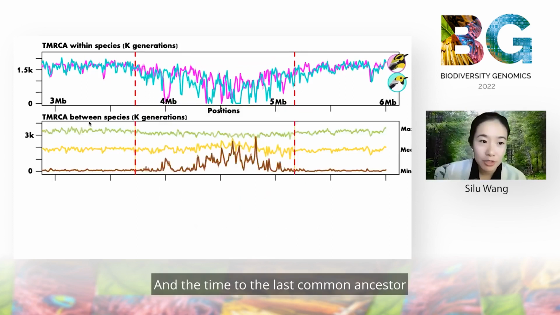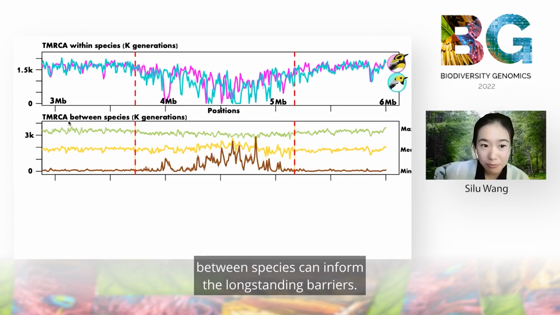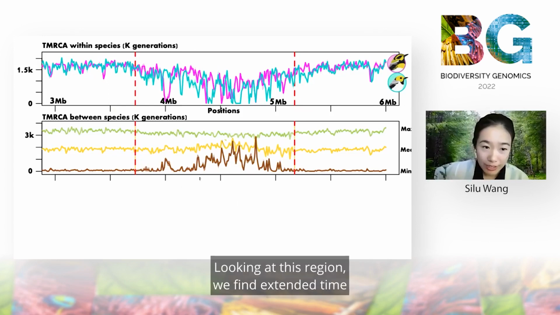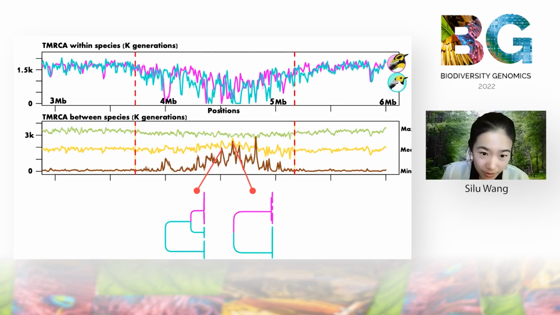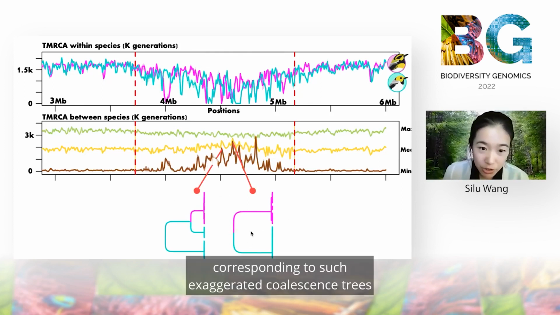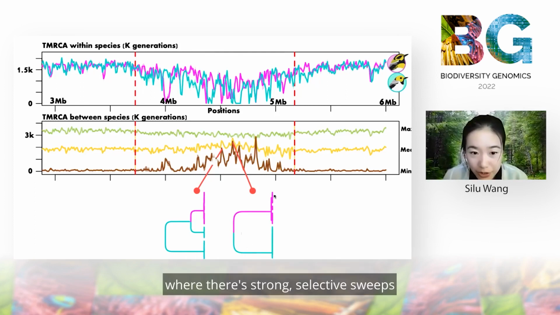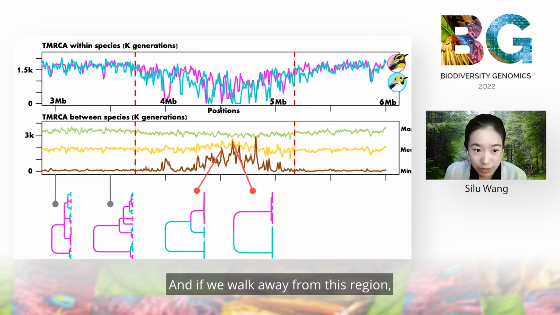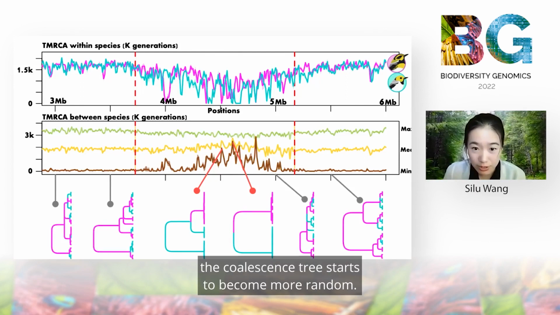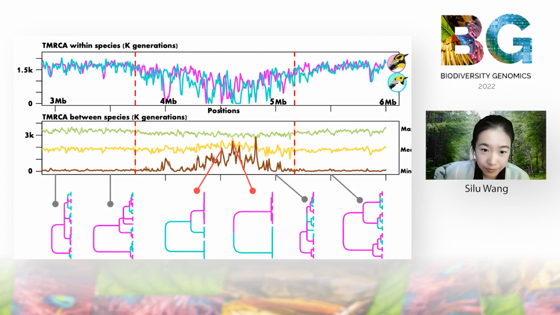And the time to the last common ancestor between species can inform long-standing barriers. Looking at this region, we find an extended time to the most recent common ancestor in this gene block, corresponding to such exaggerated coalescence trees, where there are strong selective sweeps and deep coalescence time between species. And if we walk away from this region, the coalescence tree starts to become more random.